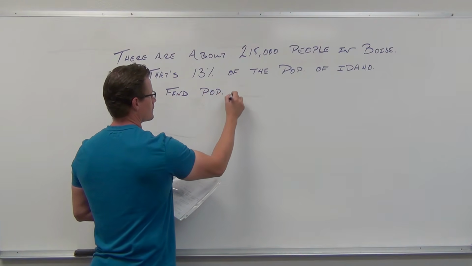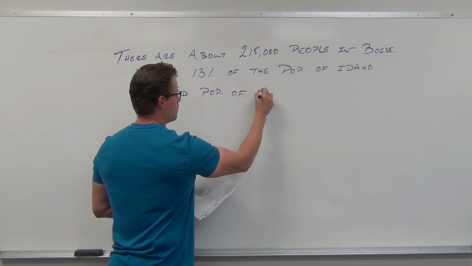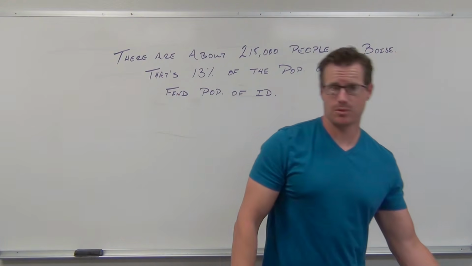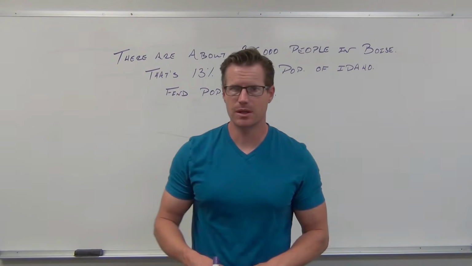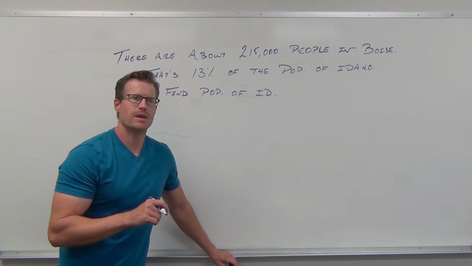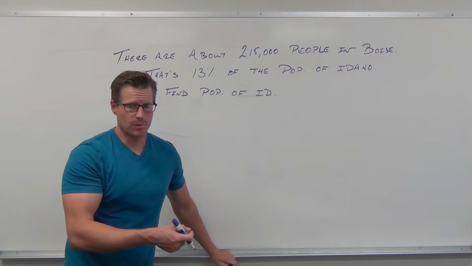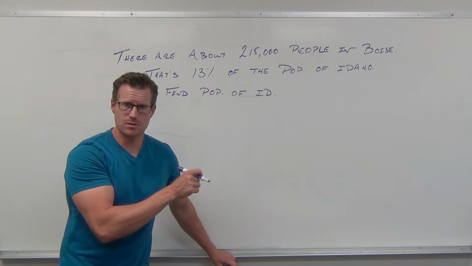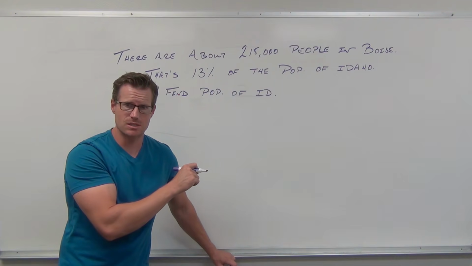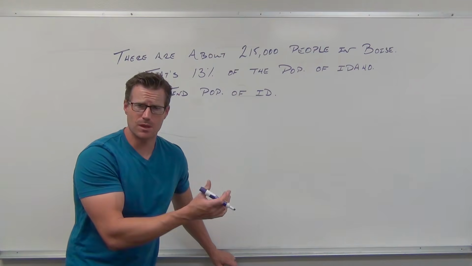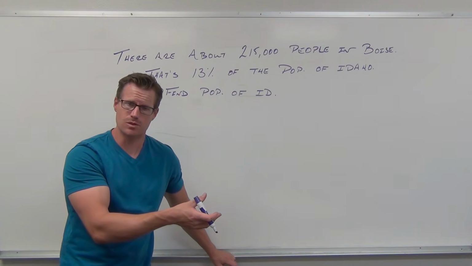Okay, so there's 215,000 people in Boise. That's 13% of the population of Idaho. Let's find that. Now, the reason why I'm giving you this example is to reiterate that these are still word problems. And being such, we can use a verbal model to do this. And the last examples with percent increase and decrease, that was a formula. So we read the problem, I gave you a formula, and we were able to work through it as a verbal model using the formula.